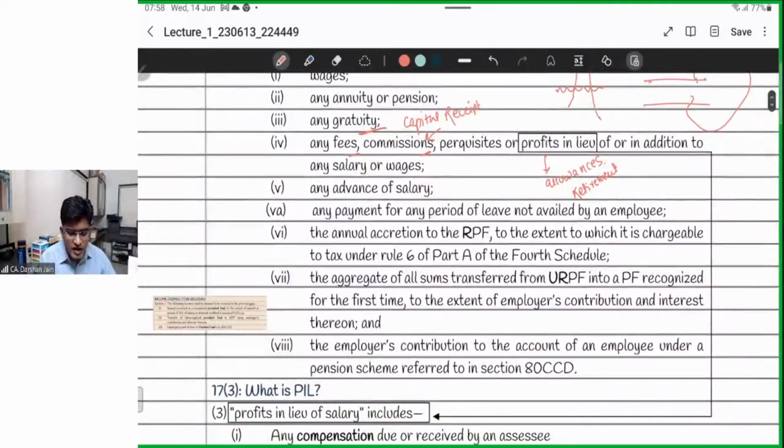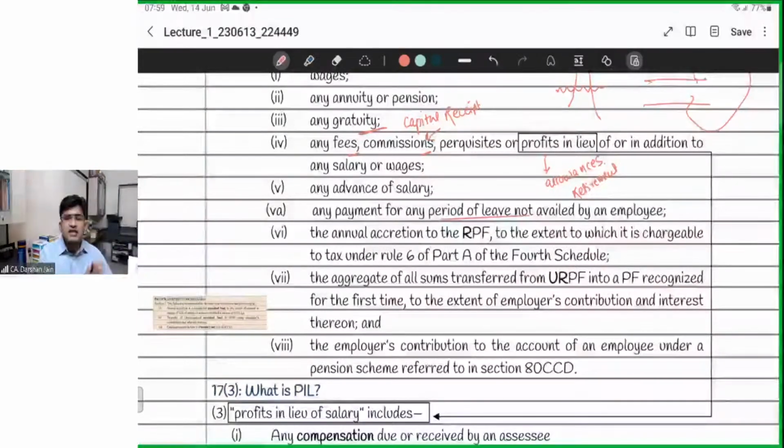Similarly, any payment for any period of leave not availed. Sometimes what happens is, the employees get a fixed amount of leave. Let's say 50 days in a year, they would get paid leave. But an employee may be more efficient and he would not want to take any leave. So he doesn't avail those 50 days of leave. Instead of that, he says to the employer, you pay me extra for those 50 days. You were giving me leave for 50 days. Now, instead of that, you pay me extra in lieu of those 50 days of unavailed leave. Now that leave encashment done by the employee is going to be taxable as salaries.